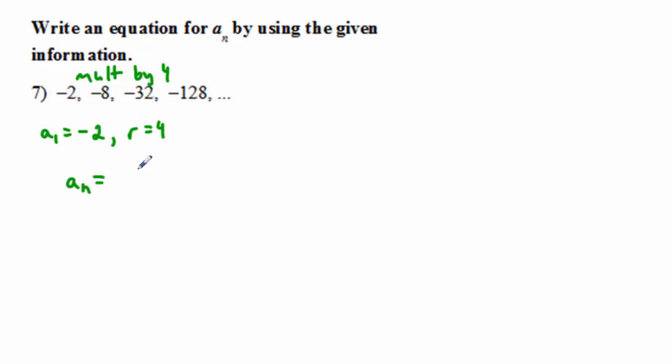Now, they didn't tell us anything about n because they want us to write our answer with n in it. And so the formula we're going to use, since we have r and we're trying to find a of n, is this one right here. So we're going to fill in a1 and r, but we're not going to fill in n because we don't have anything for n. So this is our answer.